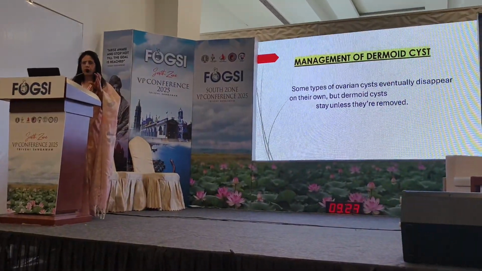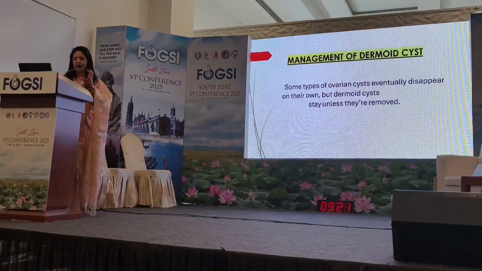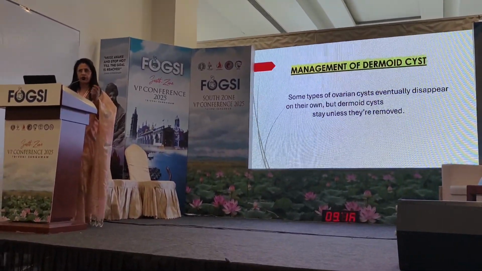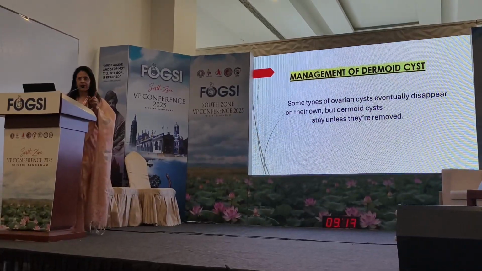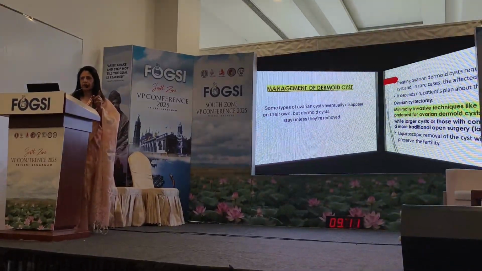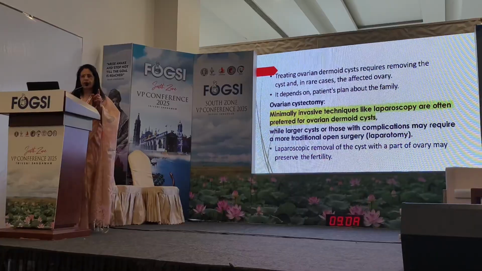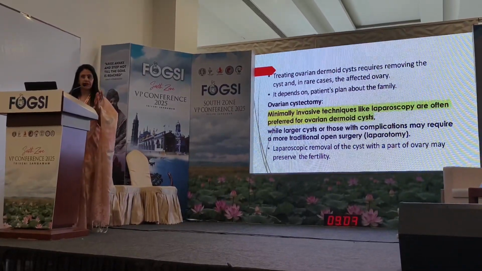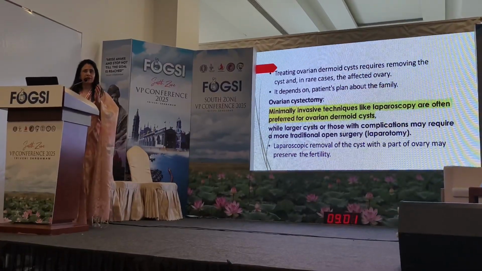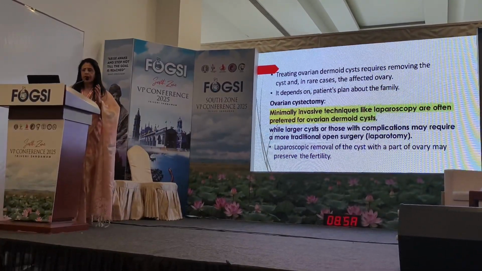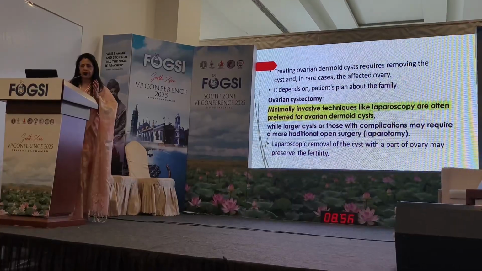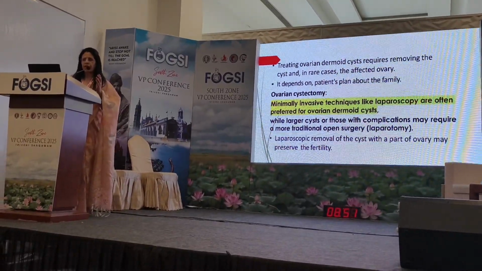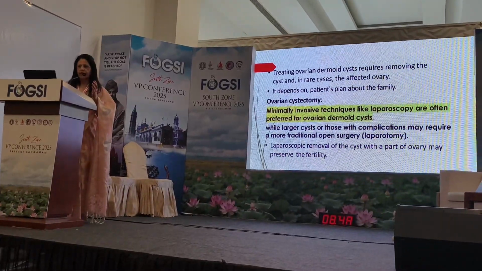So, how do you manage the dermoid cyst? Some types of ovarian cysts eventually disappear on their own, but a dermoid cyst doesn't disappear. We have to remove these cysts. Treating an ovarian dermoid cyst requires removing the cyst, and in rare cases even the affected ovary. It depends on the patient's fertility plans. Minimally invasive techniques like laparoscopy are often preferred for ovarian dermoids, while larger cysts with complications may even require laparotomy.